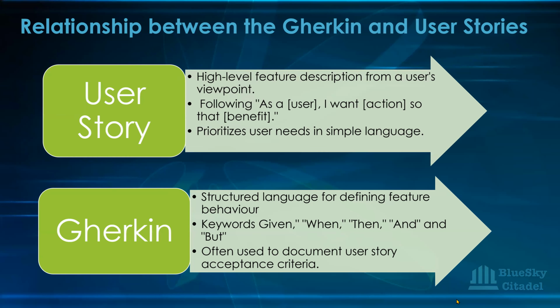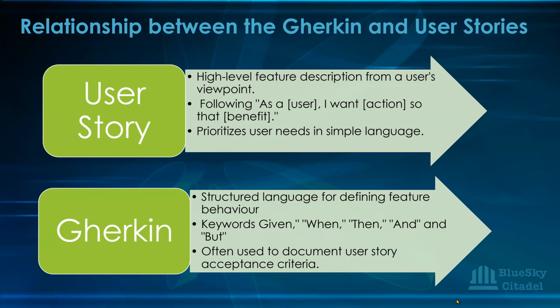Your user stories are a high-level description of a software feature or requirement from the perspective of an end user. It typically follows a template like "As a, I want to, so that". "As a" is talking about the type of user, "I want" is talking about the action, and "so that" is talking about the benefit or the value. We'll delve into that further as we carry on. It also provides a way to prioritize user needs in a simple, non-technical language.